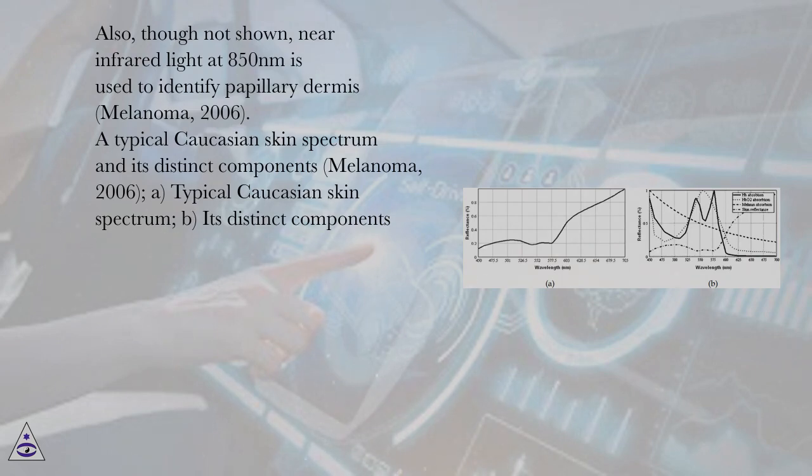A typical Caucasian skin spectrum and its distinct components (Melanoma, 2006). A, typical Caucasian skin spectrum. B, its distinct components.